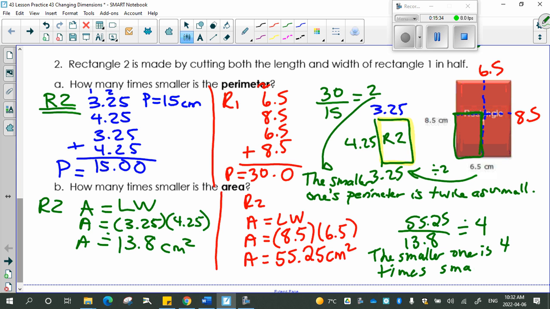Which is what you got for the thinking question right at the beginning, right? You got the surface area was 4 times smaller by cutting all the dimensions in half instead of twice as small, which is what the prism is. Okay? This is rectangular.